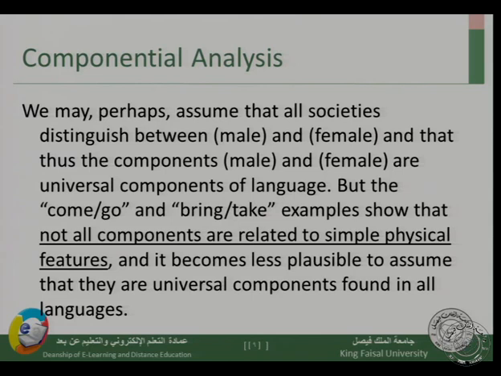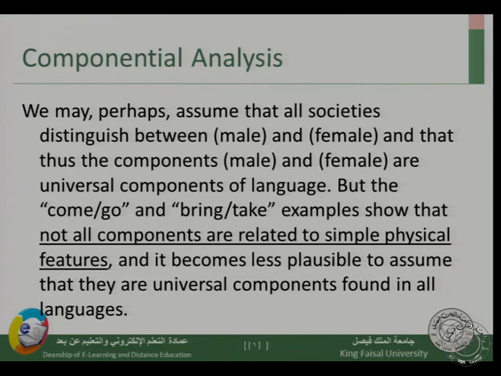But in the case of male-female, it might be easy to suppose that they exist in all languages, and so they are universal components. But the come, go, bring, take examples show that not all components are related to simple physical features. We can't really relate them to something as simple as saying, well, this is male, this is female. The case of these sets is not as easy as male and female or adult and non-adult.